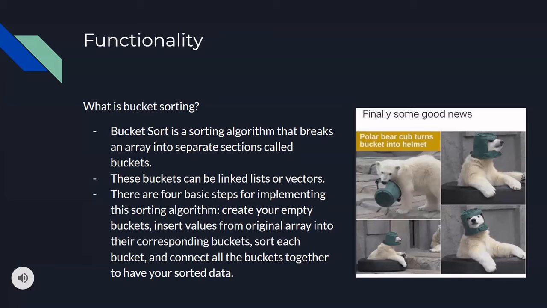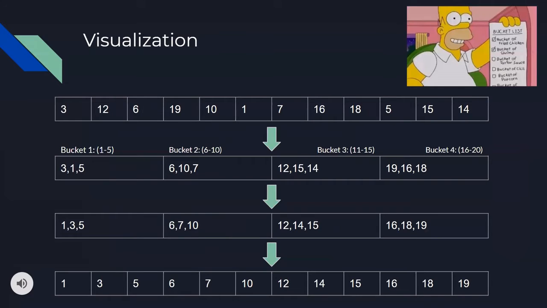And then lastly, you're going to connect all the buckets together to have your new sorted array, or you can gather all the data from each bucket. On the next slide, I'll be going over visualization and a step-by-step on how you go through implementing a bucket sort. So now we are going on to the visualization of our bucket sort.